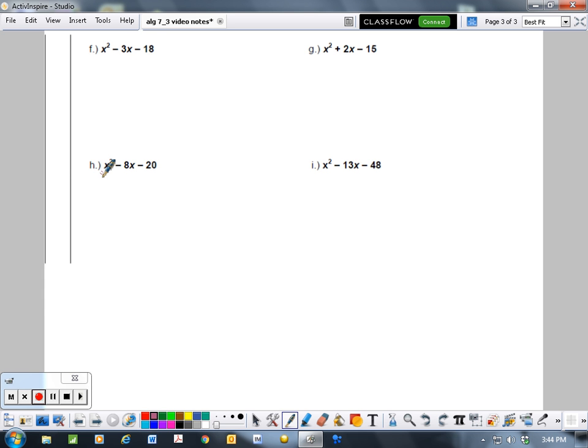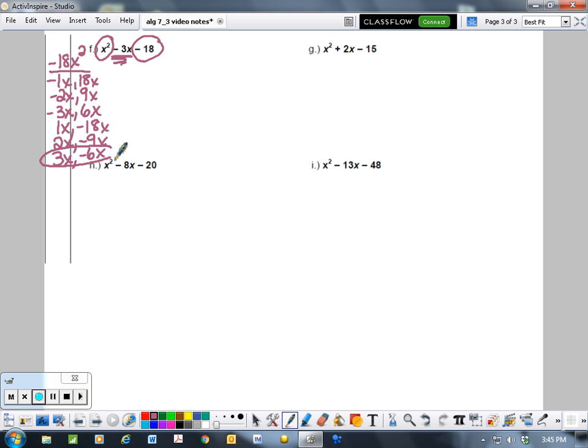Okay, so we're going to go ahead and work on the next one with the box method. So x squared minus 3x minus 18. So we have a negative 18 x squared. I'm going to make my list. So I'm going to have a negative 1x and an 18x, a negative 2x and a 9x, a negative 3x and a 6x, because one of my numbers has to be negative. But then I also have the opposite, so a positive 1x and a negative 18x, a positive 2x and a negative 9x, a positive 3x and a negative 6x. Now I'm looking for what adds to be negative 3. So negative 3 is going to be a positive 3 and a negative 6.